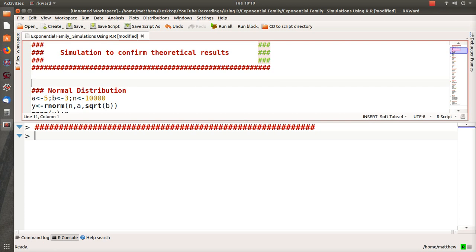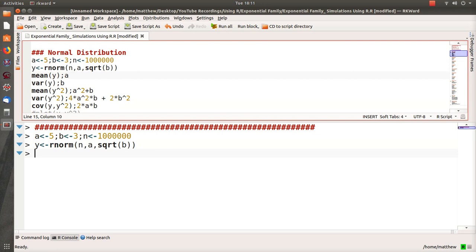Like the normal distribution, we're going to have a mean of 5 and a variance of 3. And we're going to do a million replications. So we're going to store the values of our 1 million observations in a vector y. And then we're going to take the mean of y, which is going to be our simulated result, and compare it with the theoretical mean. And they're both 5, as they should be.